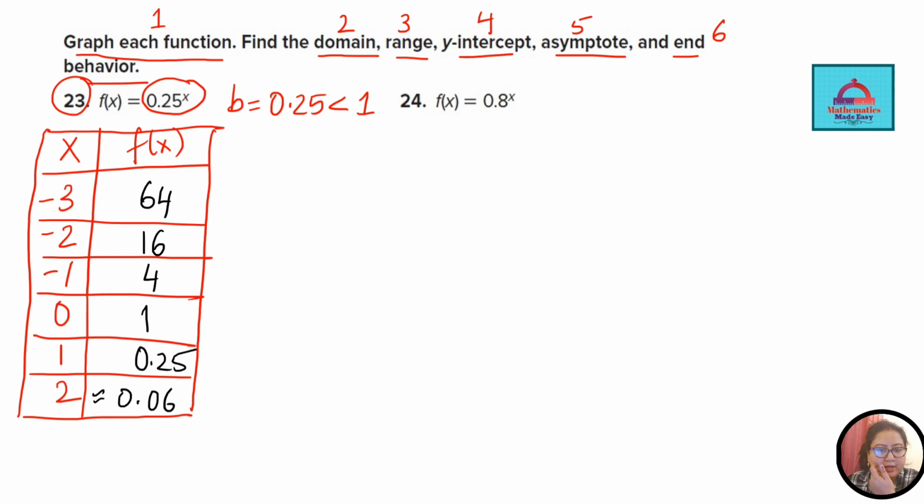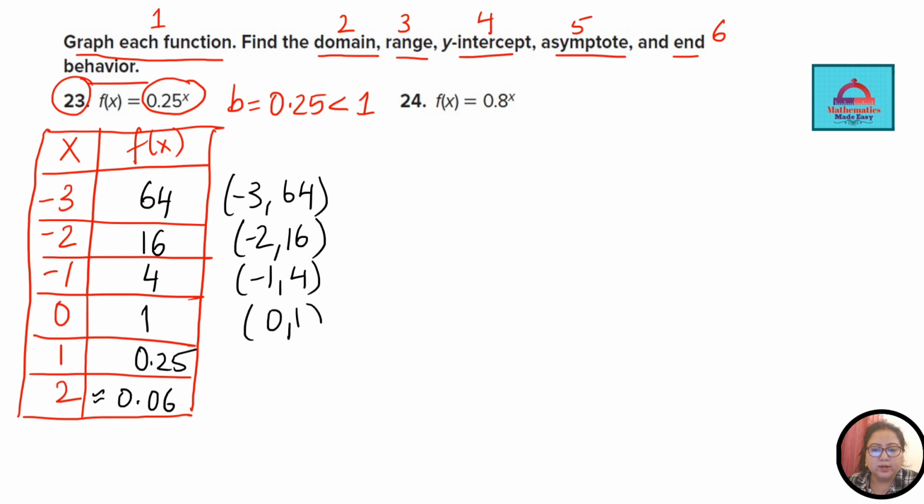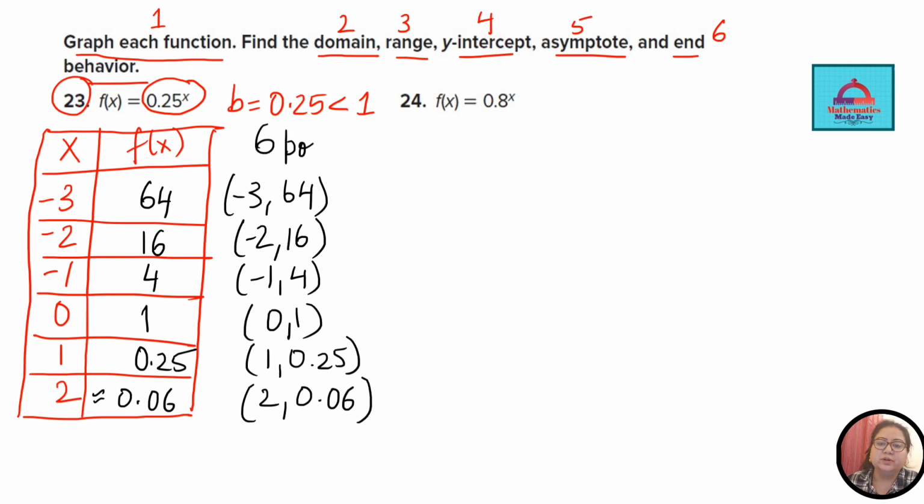So what are the points you get? You get -3, this is the x value, y value 64, then -2, 16, then -1, 4, 0, 1, 1, 0.25 and 2, 0.06. So 1, 2, 3, 4, 5, 6. Okay, we have these 6 points. Now we are going to draw these 6 points on the graph sheet and then connect them with the dots. So let me make a rough graph for you.